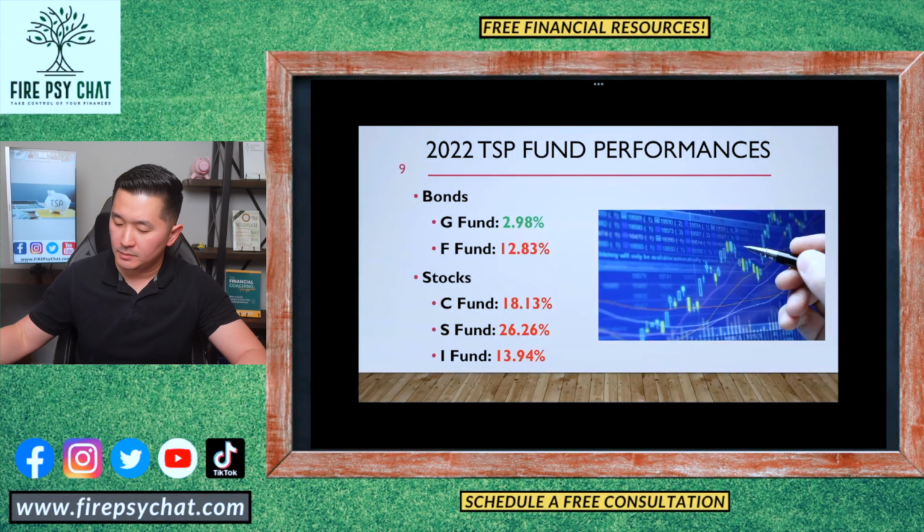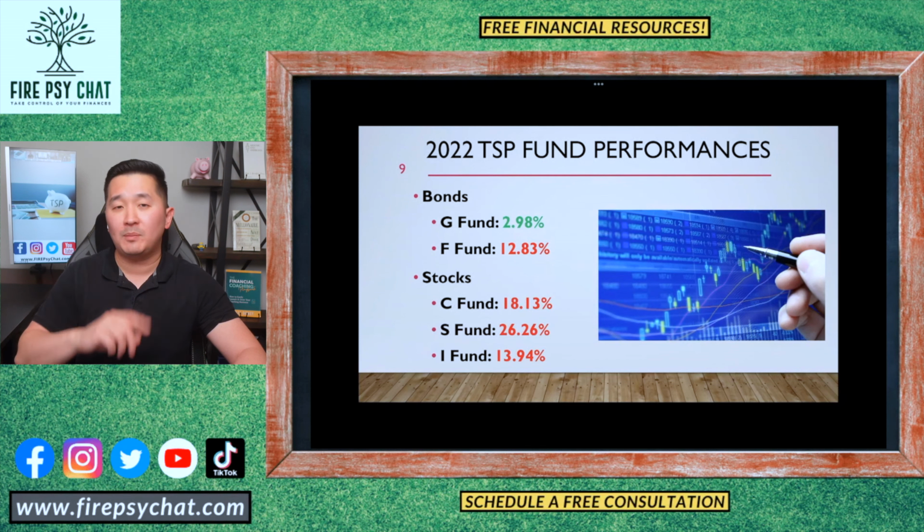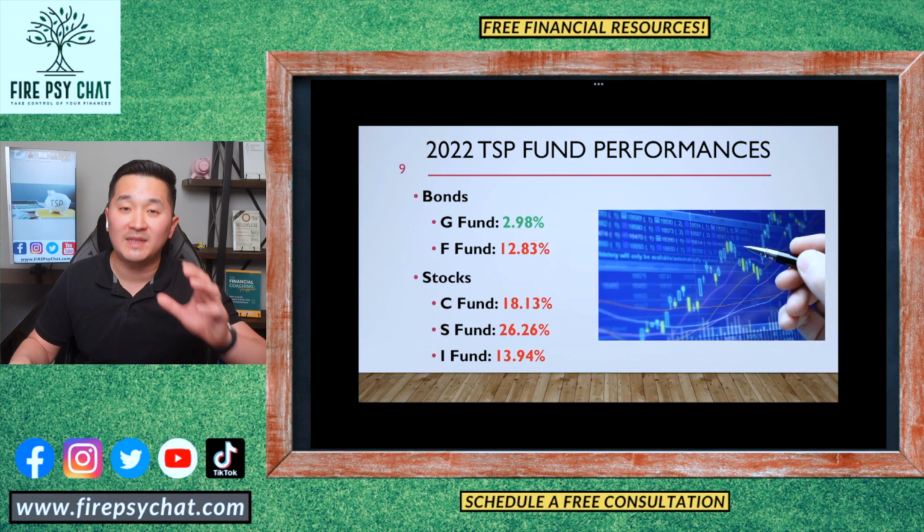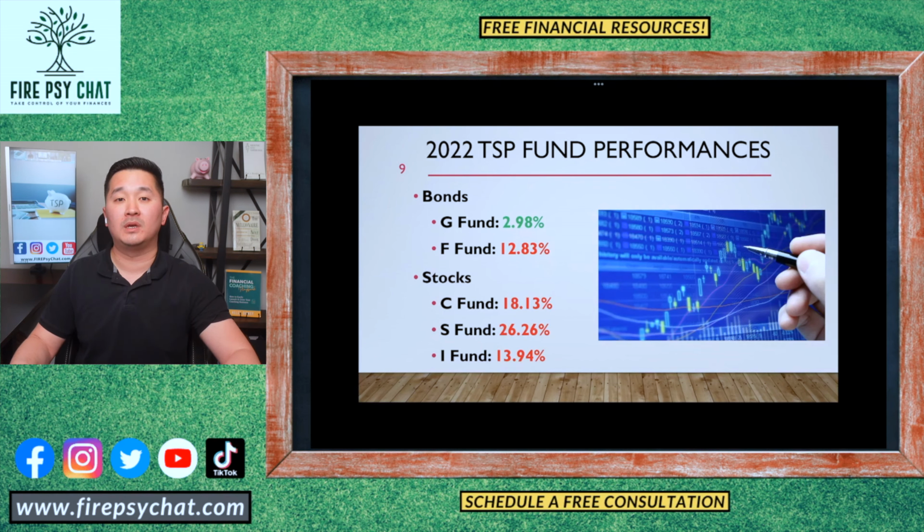So what ended up happening in 2020? It finished with an 18% return. And what happened in 2021? It finished with a 28% return, right? But what happened in 2022? The S&P 500, or the C fund, finished with a negative 18% return.